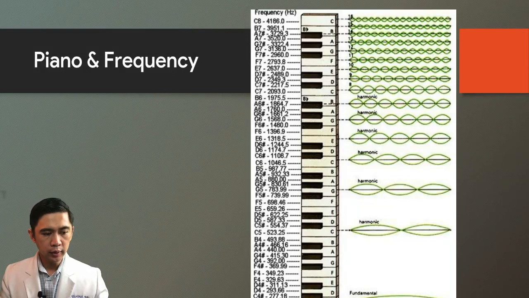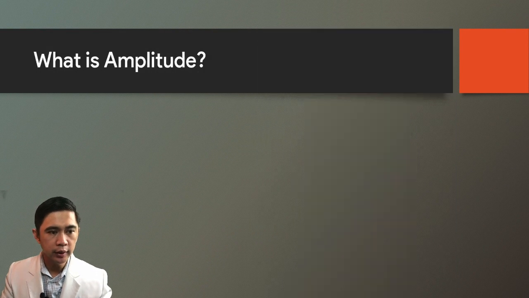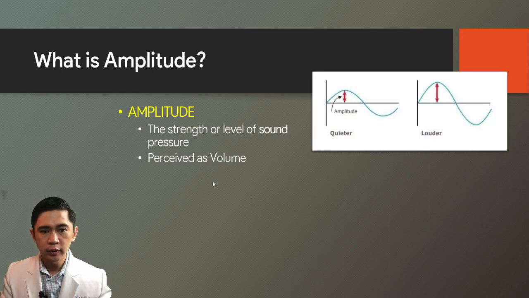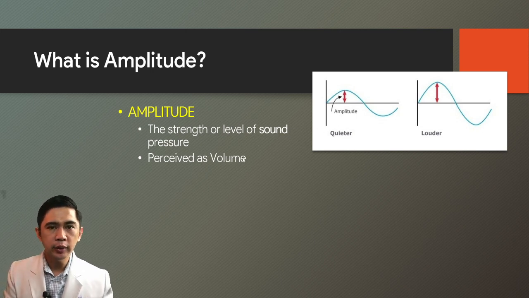So that's how we visualize the frequencies. What is amplitude? Amplitude is the strength or level of sound pressure. This is perceived as volume. So if you take a look at this image, we will have a wave, and the higher the displacement of the wave on the vertical axis, the louder it is. So this is known as the amplitude of the wave, and it is perceived as volume. So you can have the same frequency but different volumes.